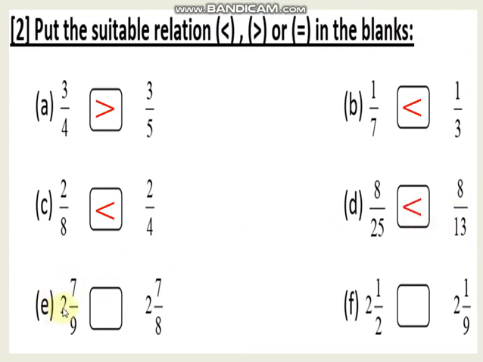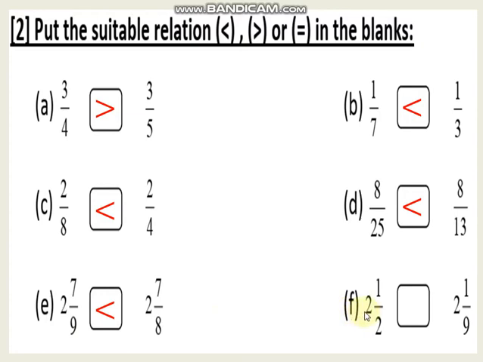Letter E. 2 and 7 over 9 or 2 and 7 over 8? Cancel the whole number, 2 with 2. 7 over 9 or 7 over 8? The same numerator, choose the smallest denominator. The smallest denominator here is 8. So 2 and 7 over 8 is greater than 2 and 7 over 9.